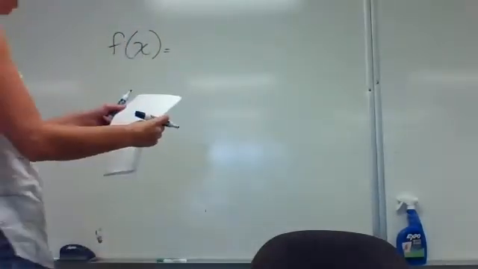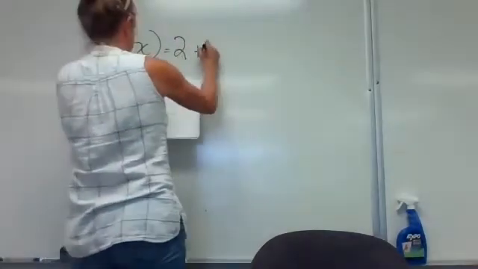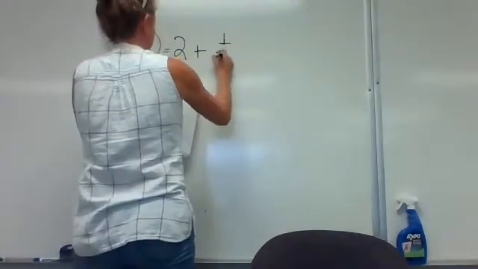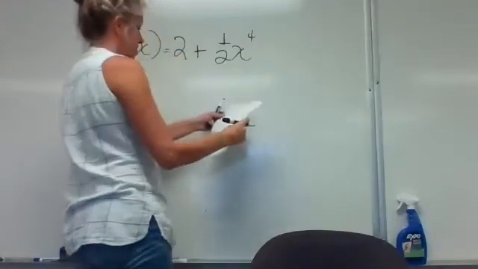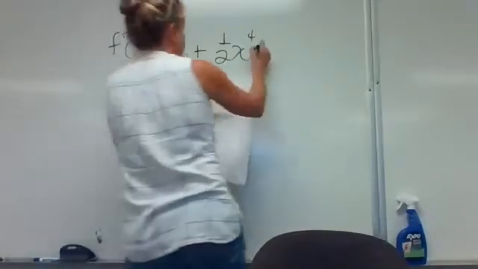f of x equals 2 plus 1/2 x to the 4th minus 1/7 x to the 3rd.